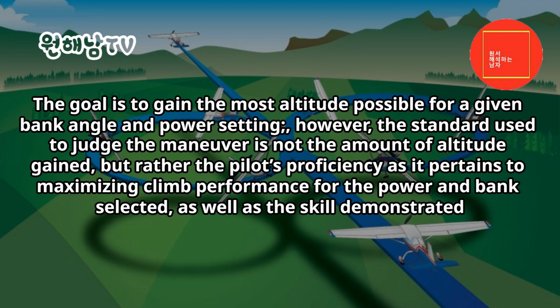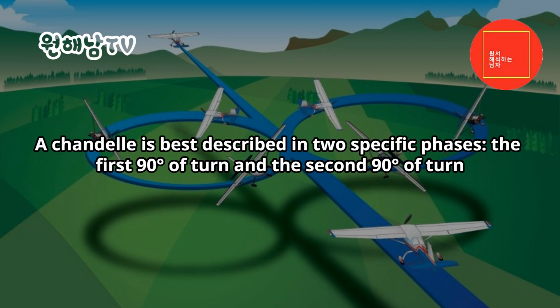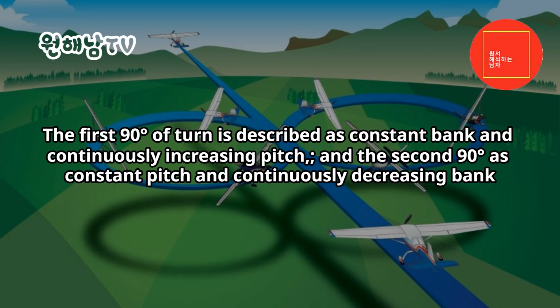However, the standard used to judge the maneuver is not the amount of altitude gained, but rather the pilot's proficiency as it pertains to maximizing climb performance for the power and bank selected, as well as the skill demonstrated. A chandelle is best described in two specific phases, the first 90 degrees of turn and the second 90 degrees of turn. The first 90 degrees of turn is described as constant bank and continuously increasing pitch, and the second 90 degrees as constant pitch and continuously decreasing bank.